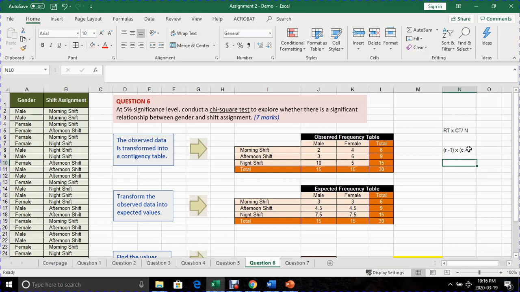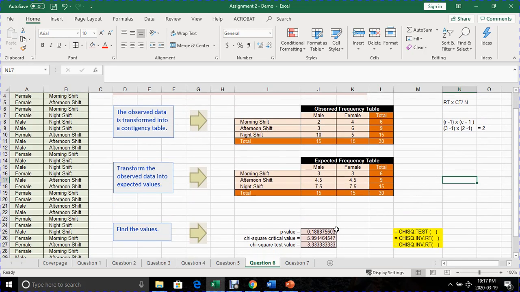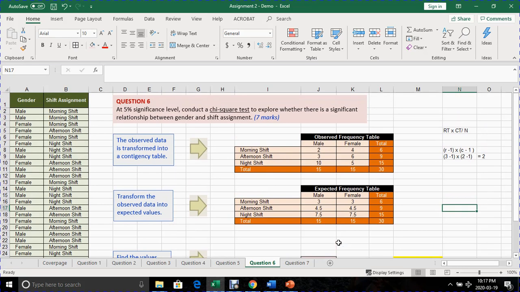And when we did that, what we had was 3 rows minus 1 times 2 columns minus 1, and this is equal to 2. So that explains why our degree of freedom happens to be 2, and we use that in calculating the chi-square critical value and chi-square test value. And that's it.